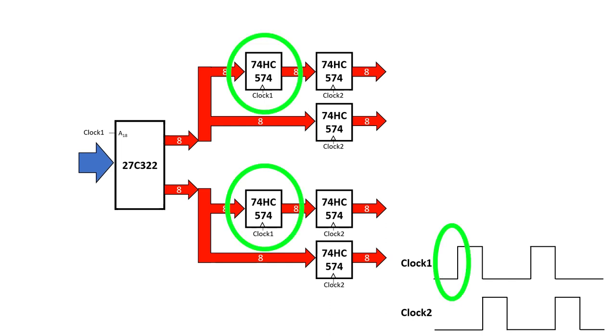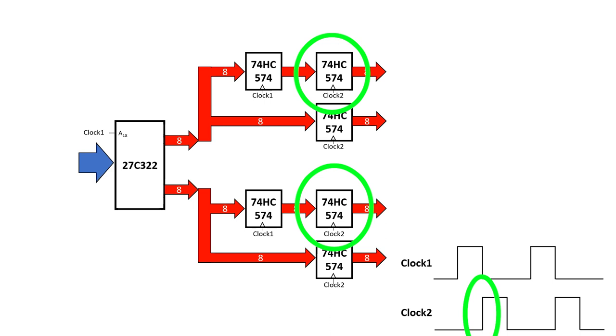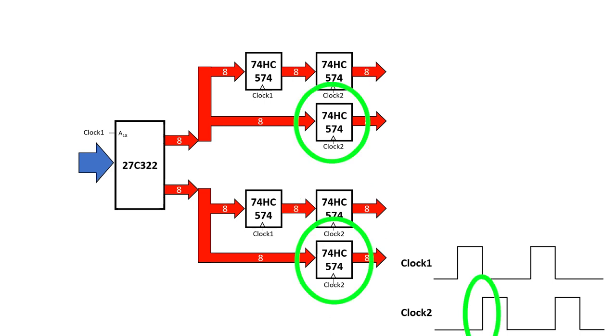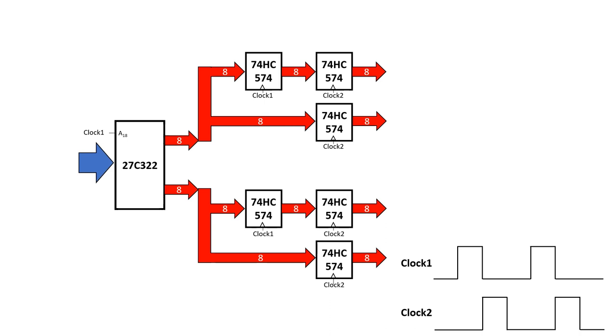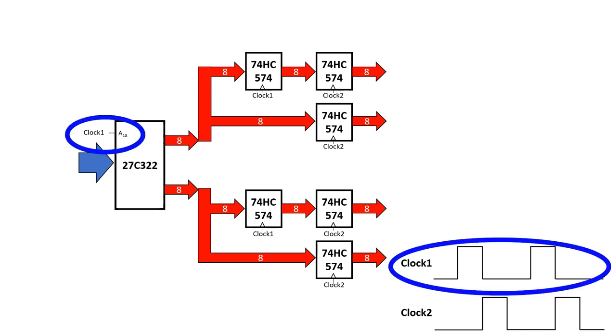I latch 1 16-bit value into a pair of 574s on the rising edge of clock 1. I transfer this to another pair of 574s on the rising edge of clock 2. At the same time, I read in another 16-bit value into a third pair of 574s. This means, on the positive edge of clock 2, I should get 32 bits out of these 4 574s at once. The EEPROM also needs to be aware of clock 1.